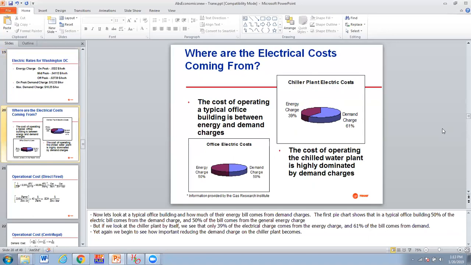Okay, so this is just some background information on a typical commercial type air conditioning building. If I look at the overall building, this first little pie chart says that typically for the overall bill, about 50% of the cost comes from energy, kWh, and 50% comes from demand. But since I'm doing an analysis on just the chiller plant, when you dig into the chiller plant, what you typically find is that the energy charge, the kWh, represents 39% of the total chiller plant bill, and that would be chiller, pumps, and cooling towers, and the demand charge represents 61%. So the cost of operating a chill water plant is heavily dominated by demand charges.